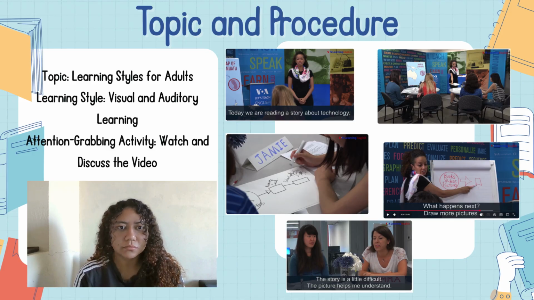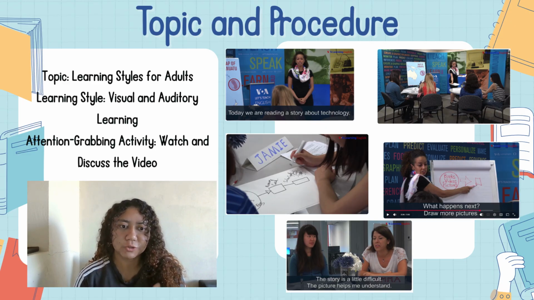Step two is watch the video. Students watch the video carefully and take notes about the different learning styles. Step 3 is identify information. In pairs, students identify the learning styles mentioned in the video and write their main characteristics.